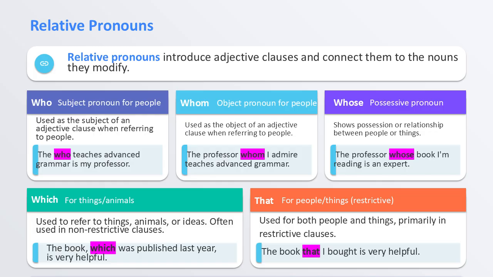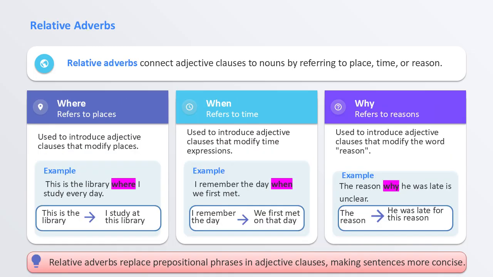Here are a few examples. The professor whom I admire teaches advanced grammar. The book that I bought is very helpful. And remember, in formal writing, which is preferred for non-restrictive clauses and that for restrictive ones.